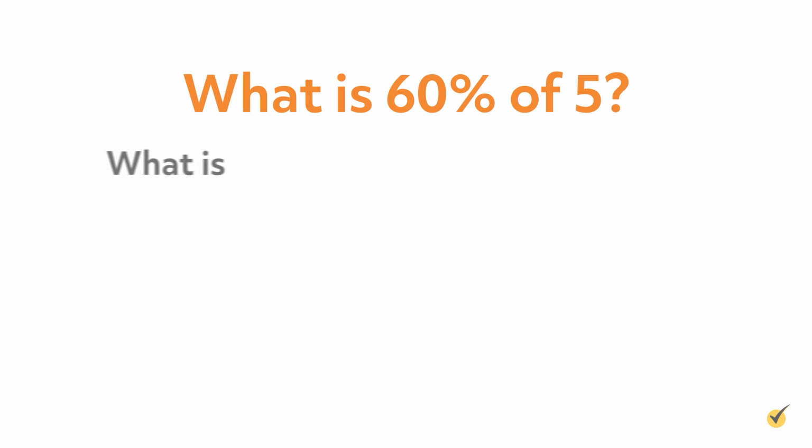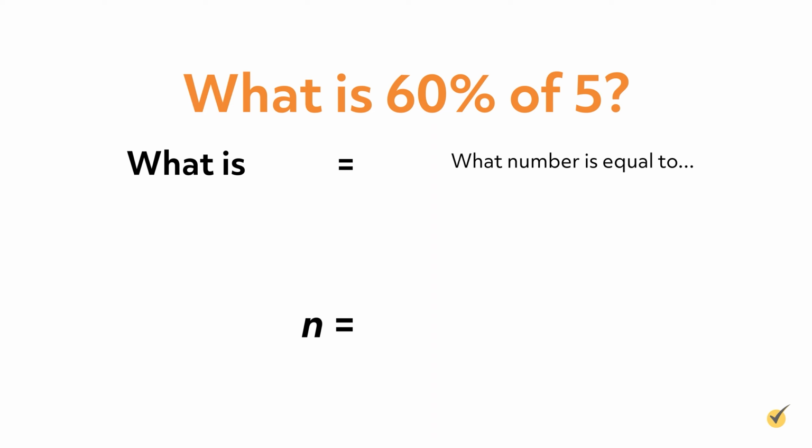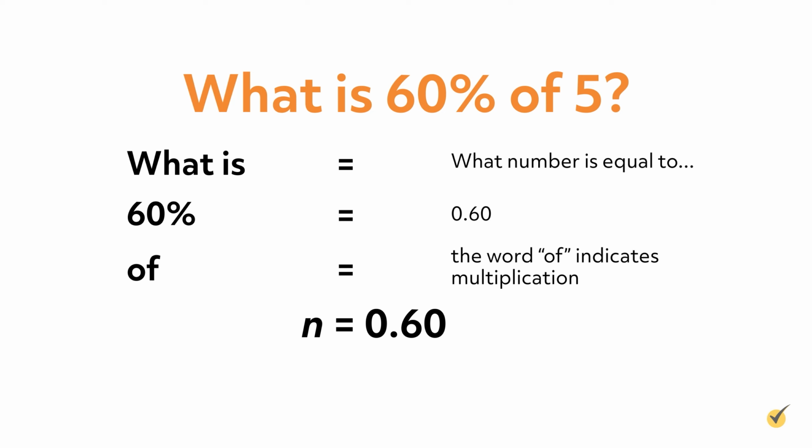The first part of the sentence, what is, means what number is equal to. Since we don't know the number in question, we use the variable n to represent this portion of the equation. The next portion of the question is 60%. Since 60% equals 0.60, write 0.60 in the equation after the equal sign. The next part of the question is of. When translating written equations into numerical equations, the word of indicates multiplication. Therefore, write a multiplication sign after 0.60 in the equation. The last portion of the question is 5. Write 5 after the multiplication sign in the equation.